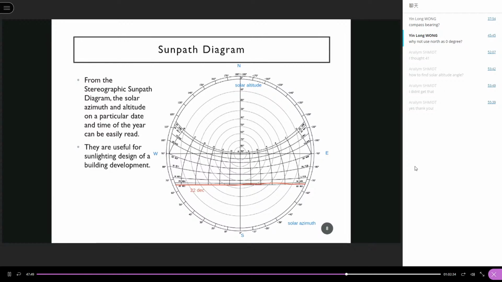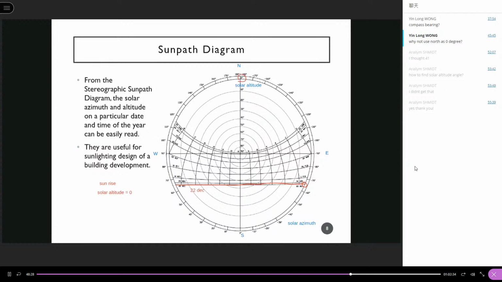So on this date, where will the sun rise? For sunrise, the solar altitude angle will equal to 0. Sunrise or sunset, the solar altitude will be 0. And we know that the sun will rise from the east, right? So this point is when the sun is rising, just rising above the horizon. So the solar altitude will equal to 0.